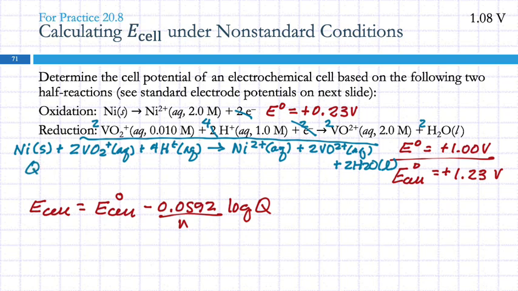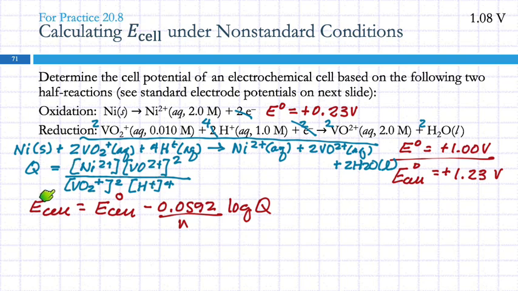So for this equation, Q is going to equal the products. So nickel 2 plus, that has a coefficient of 1, so the exponent is 1, times VO 2 plus squared, because of this coefficient. The water doesn't show up because it's a liquid. And then we're dividing by nickel's a solid, so that doesn't come into it. And then we've got VO2 plus, not to be confused with VO2 plus, squared, and H plus, what's the power for H plus? 4. We can't do this without finding the balanced chemical equation for the overall reaction.